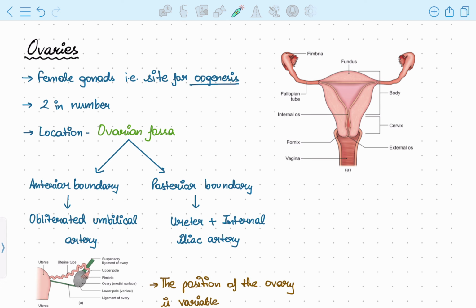These are not very important for your exam, but you should know them just in case a question comes. Okay, so we will study only the important points from these topics.